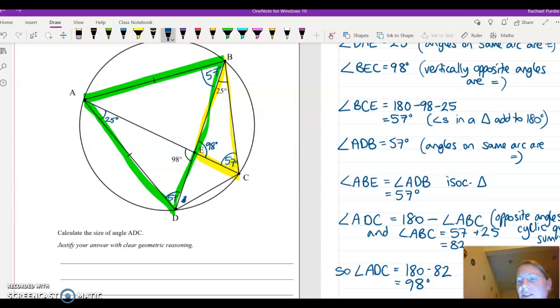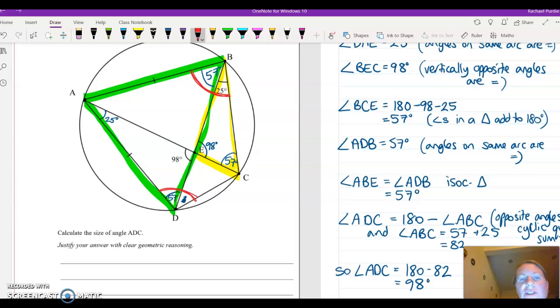And it is inside our circle, so it is a cyclic quadrilateral. And we know that with cyclic quadrilaterals, those opposite angles add to 180. So that's our last step: 180 minus this big guy here will make all of this guy here.